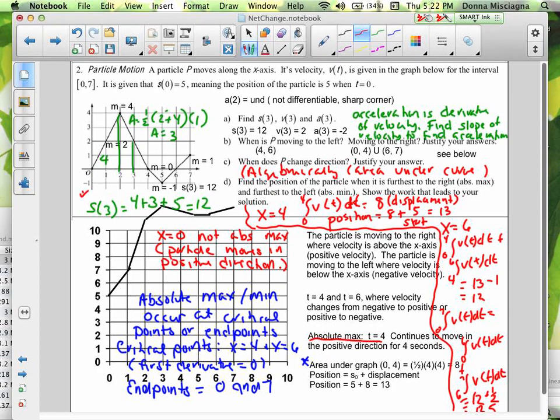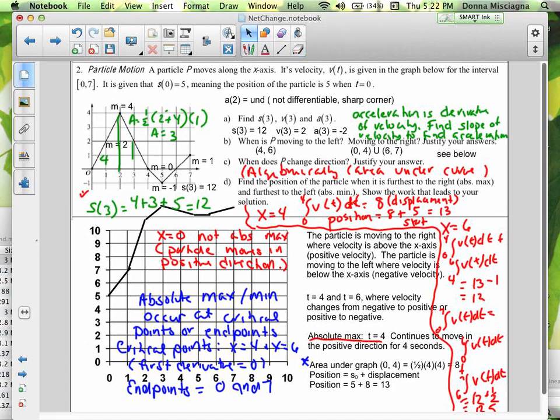V of 3, all you have to do is go to where it's 3 and just follow right up. It's at 2, right? Because if we just follow up the graph, you can find the y coordinate, no problem.